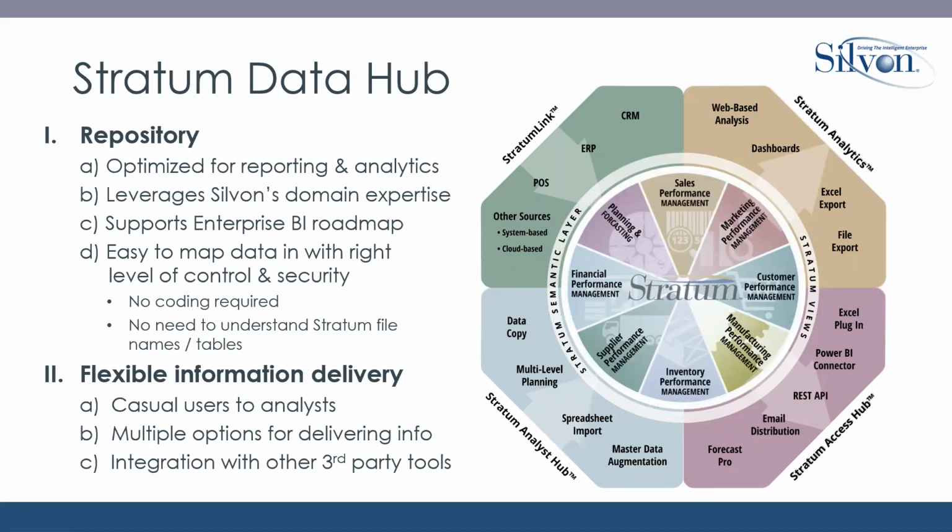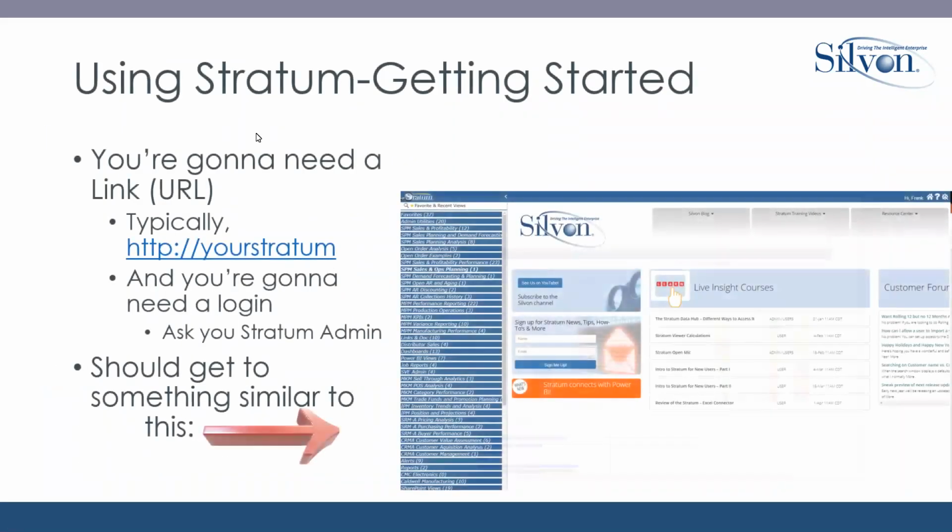So with that in mind, there's a couple key features about the viewer, things you're going to need to get started. The very first thing you're going to need is the link or the URL to get to Stratum. Typically it's HTTP, your Stratum and some numbers or something like that. But whatever it is, you're going to need that. I can't today tell you what it is. It's unique per customer. And then ultimately you're going to need a login as well.